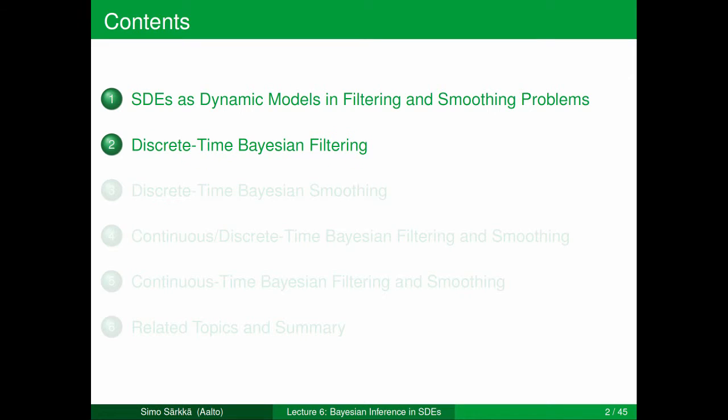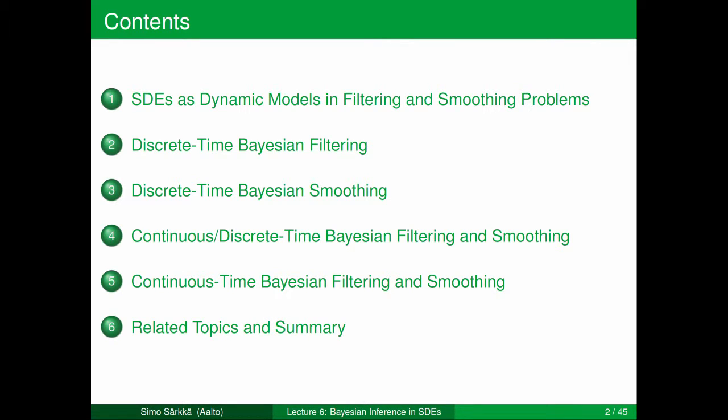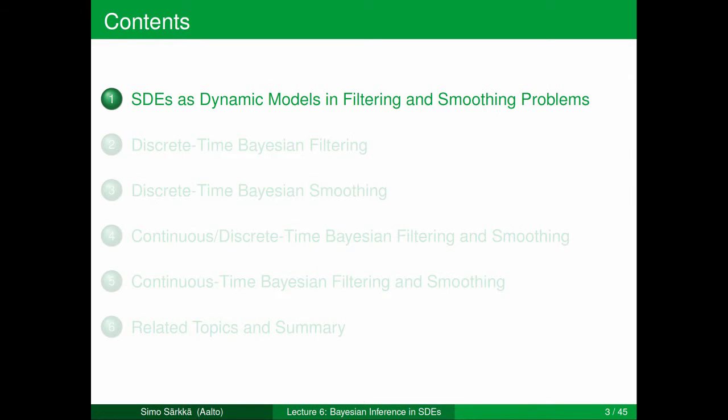We then proceed to discrete-time Bayesian filtering methods, and then to discrete-time Bayesian smoothing methods. Then we proceed to something called continuous discrete-time Bayesian filtering and smoothing methods, and then to continuous time Bayesian filtering and smoothing methods. Finally, we discuss related topics and summarize the lecture. We will now start with the introduction to SDEs as dynamic models in filtering and smoothing problems.